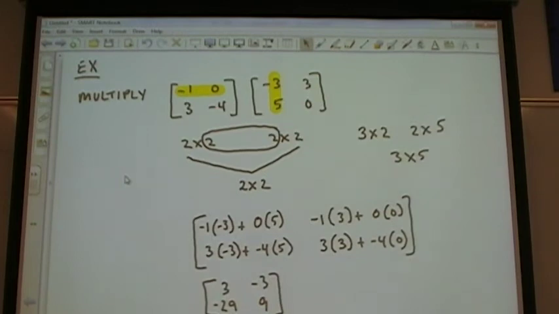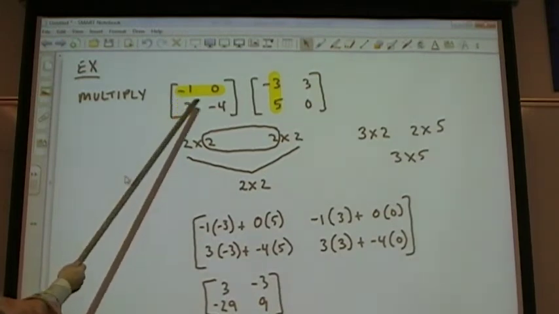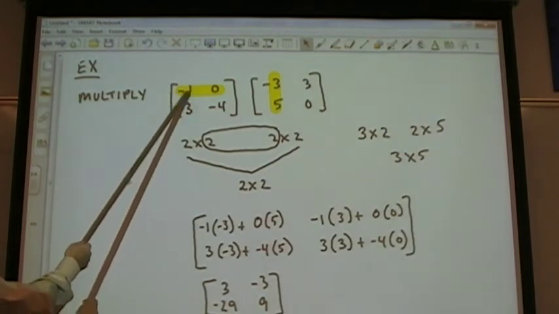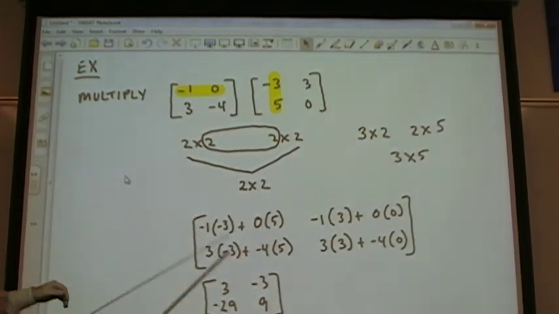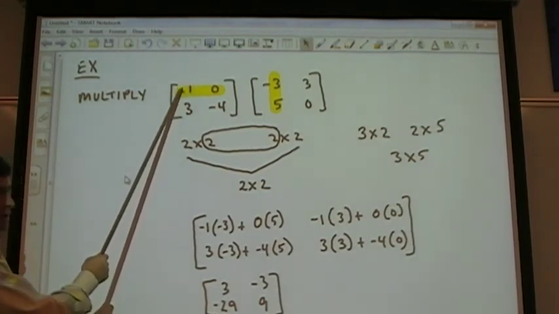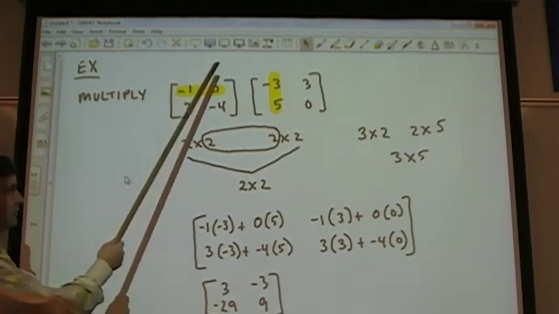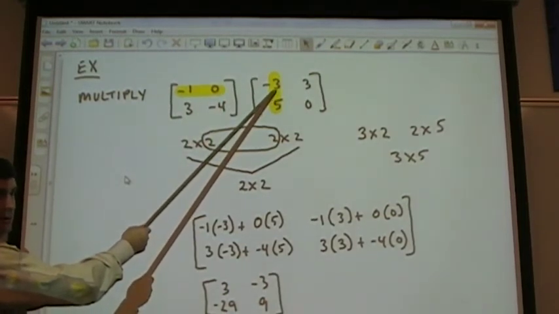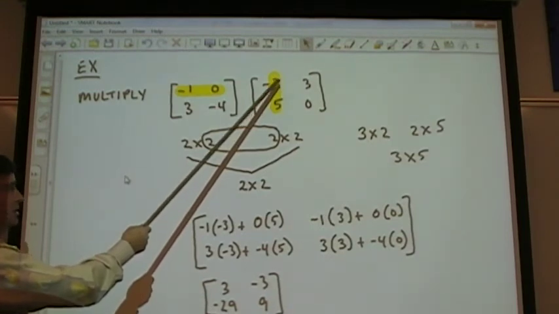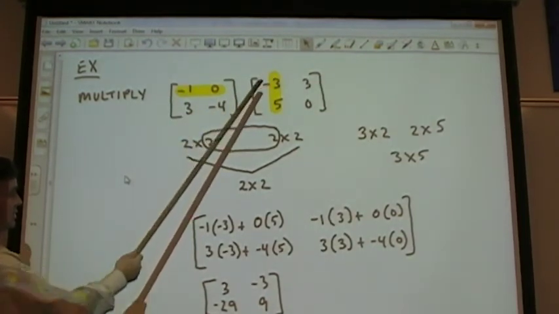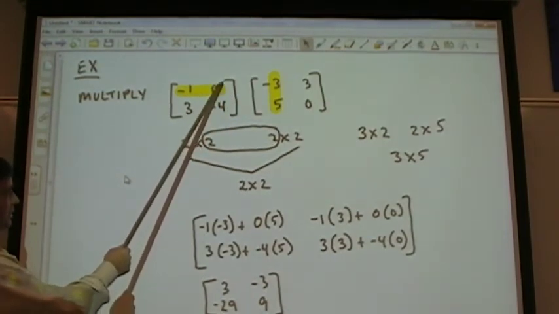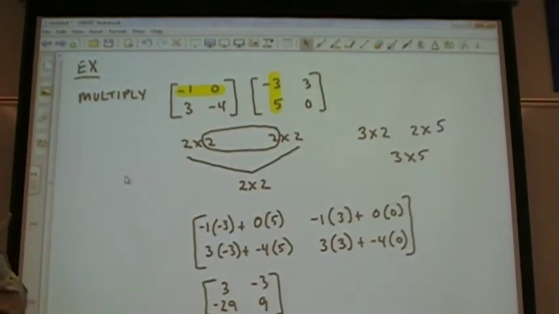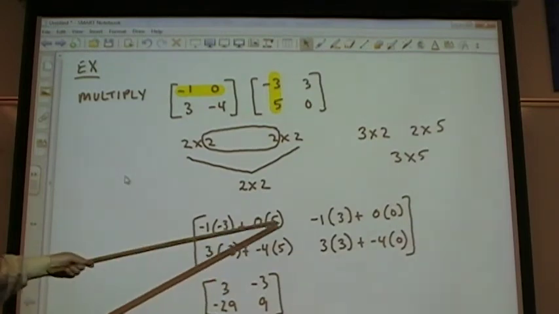Got it? Okay, let's go through it one more time. And it may be easier to see the highlighted one. To get the first entry, what's the first entry of the first row? -1. What's the first entry of the first column? -3, the second matrix's first column is -3. So those two correspond with each other. So you get +3. 0 and 5 correspond with each other because they're the second entry of the row and the second entry of the column. You multiply the corresponding numbers. And then you just add them together.